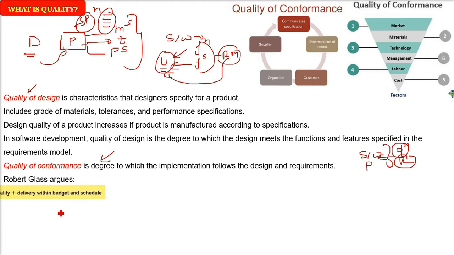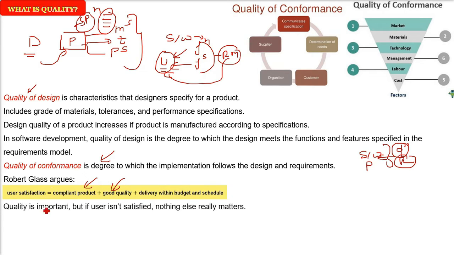So Robert Glass said the user satisfaction is all about quality, but where does it come from? When the product is compliant. The product is fulfilling what was decided. The quality is good, people are feeling good, and the product is delivered before time or on time and within the prescribed budget. When you combine all these 3, then the user satisfaction comes. So quality is actually important.